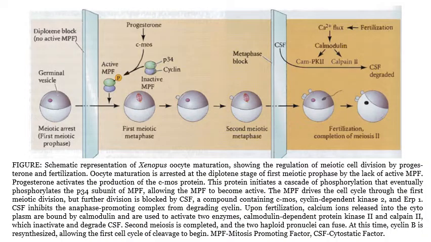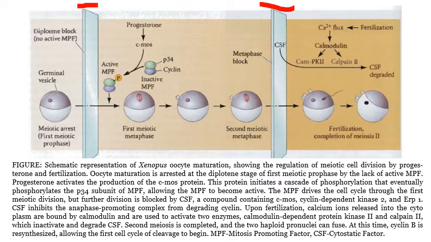Now this diagram shows two blocks that occur in the case of amphibians. We have this first block and then we have a second block. See, we have a first meiotic prophase arrest. This is arrested and this is termed the diplotene block. And why is there this block? Because there is no active MPF. MPF is mitosis promoting factor.